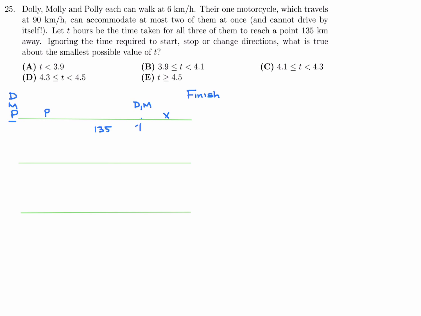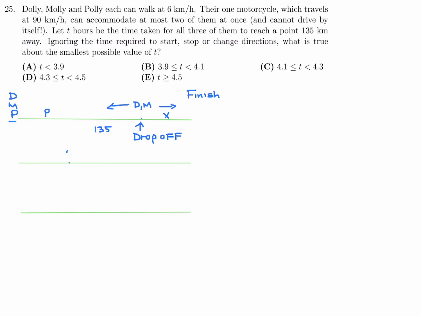Now, this is a very important point. That is what you call a drop-off point. That is where Dolly drops off Molly. And then Molly starts to walk in this direction. So Molly will start walking toward the finish line. But then Dolly goes back to pick up Molly. Okay? So now Dolly's coming back.